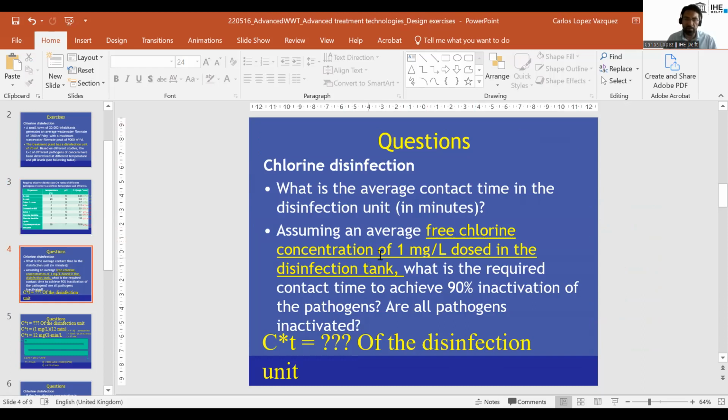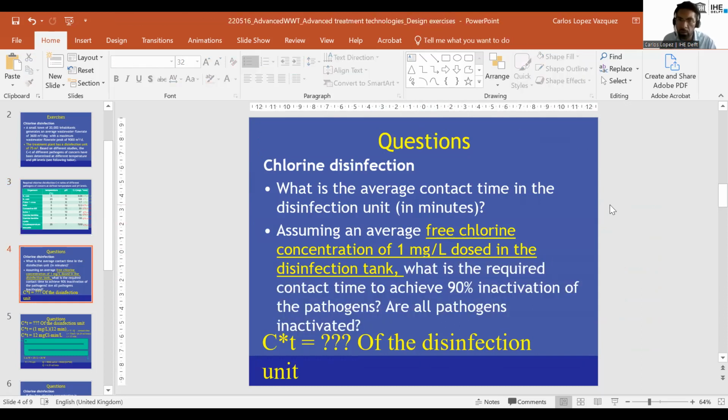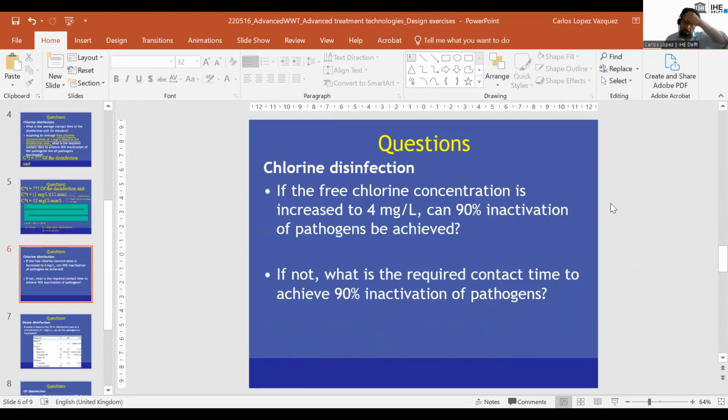assuming that there is an average free chlorine concentration of 1 milligram, what is the required contact time? The contact time, well, we have 12 minutes, it is fixed. And are all the pathogens inactivated? No, we can't. Okay, so what is the next question? The next question is, if the free chlorine concentration is increased to 4 milligrams per liter, can we inactivate all the pathogens? And if we cannot, then what is the required contact time to achieve that inactivation?